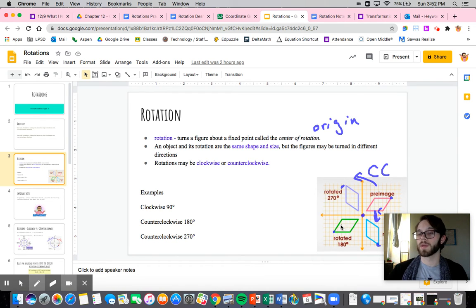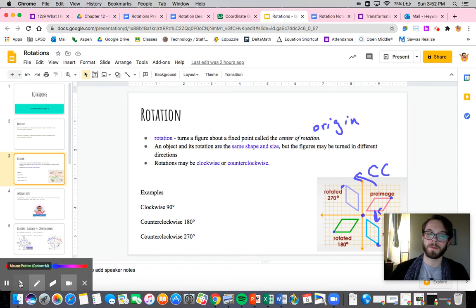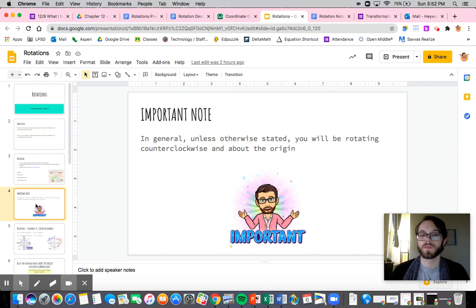Depending on which way we're going, I'm going counterclockwise. And if I started in three, I'd end up over here in two if I'm going counterclockwise, and so on and so forth. All right. Important note: unless you're otherwise being told, you're generally going to be going counterclockwise and about the origin, unless it is explicitly stating otherwise. That is going to be your go-to, just so that we keep it clear.